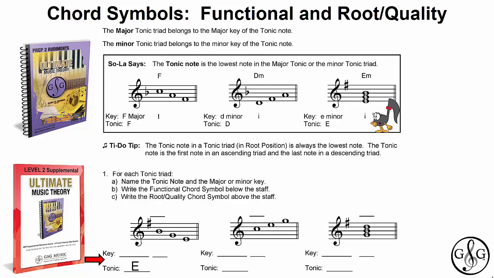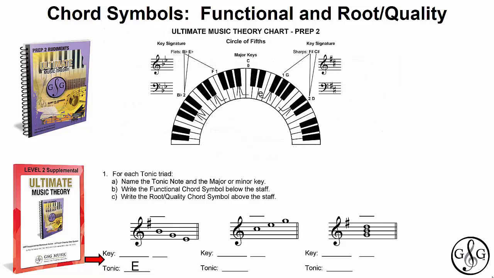To identify the key, the first thing we need is the circle of fifths from the chart in the Prep 2 workbook. Now this helps us easily complete this exercise. When we look at the circle of fifths, we see that the major key with F sharp is G major. G major's relative minor is 3 half steps lower, E minor. So since the tonic is E, the key is E minor. When writing a minor key, we use a lowercase letter e.